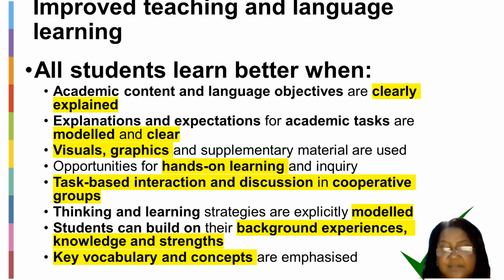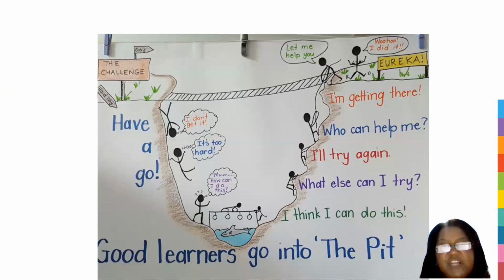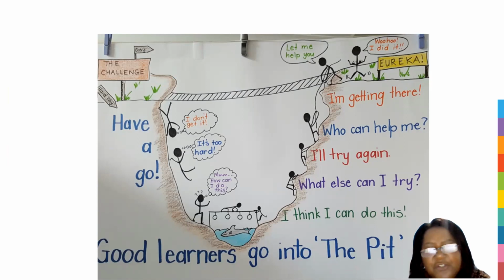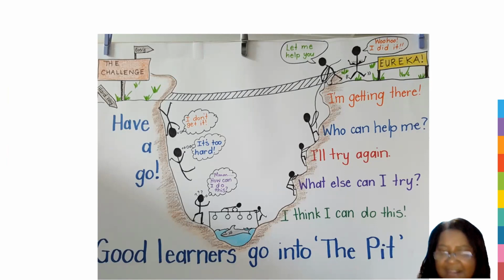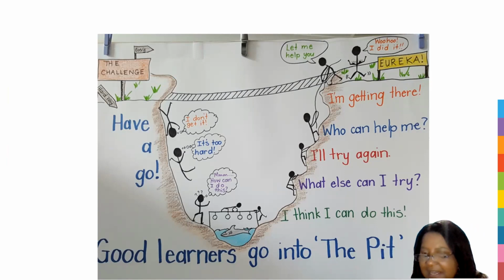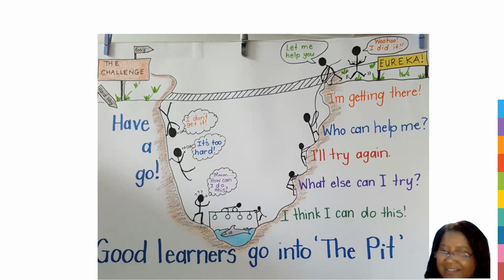Okay. Let's go further. So for example, here's a challenge that you are giving the students. And I just said good learners go into the pit. So the first time, have a go, they're going to say, I don't get it, when they see an assignment. And then the next one will go, it's too hard. And then they start thinking, how can I do this? And then they think, there's a shark at the bottom, so how can I get to the other side without the shark eating me? And then eventually they realize that they can crawl over something. And then they go, I think I can do this. Since I can do this, what else can I try now? Then I'll try again. Who can help me? I'm getting there. And then eureka, I have done it. That's the type of teaching that we want in our classes.